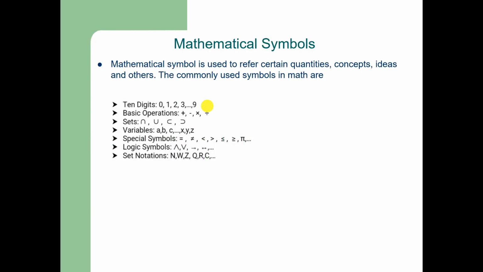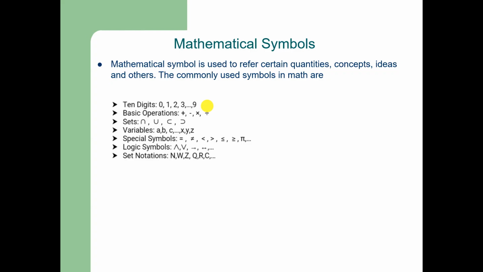We now will discuss mathematical symbols. A mathematical symbol is used to refer to certain quantities, concepts, ideas, and so on. Some of the most commonly used symbols in mathematics are the 10 digits that we use in daily life, starting from 0, 1 up to 9. Then we have basic operations, including addition, subtraction, multiplication, and division. Then we have set notations like intersection, union, subset, superset. Then we have variable symbols A, B, C, X, Y, Z, and so on. Then there are some special symbols: equality, inequality, less than, greater than, less than or equal to, greater than or equal to, pi, and so on. Then we have logic symbols: logical and, logical or, it implies, and if and only if.